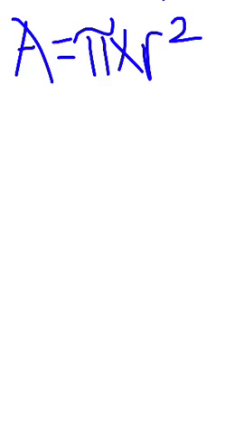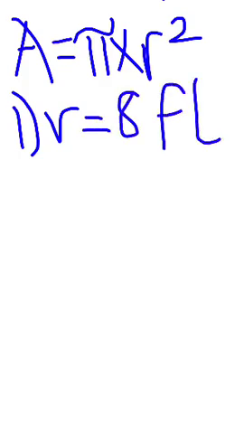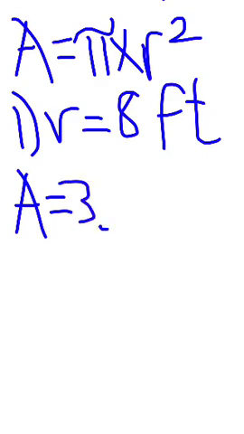Let's look at this next problem. We have a circle with a given radius of 8 feet, and we need to find the area of it. Are we given the radius? Yes, so we can plug 8 into our formula. So we have A is equal to 3.14 times 8 squared.